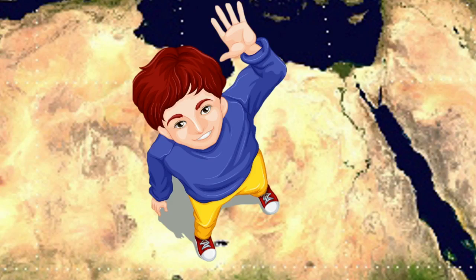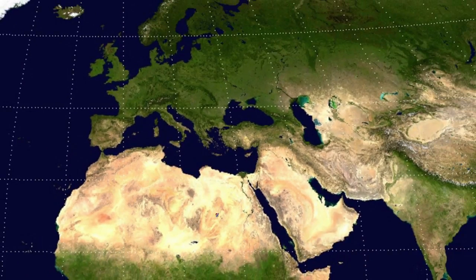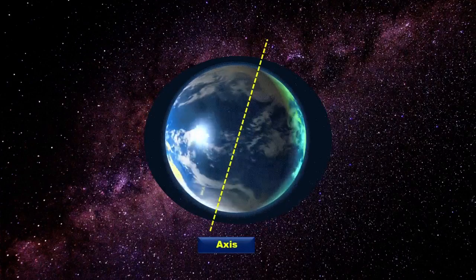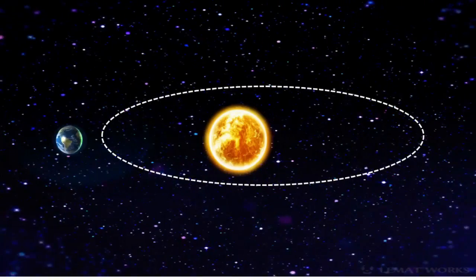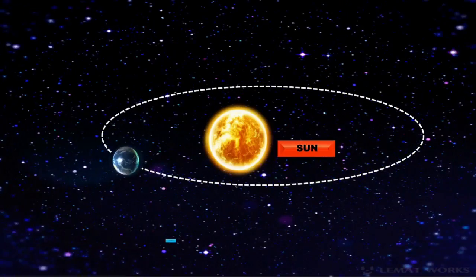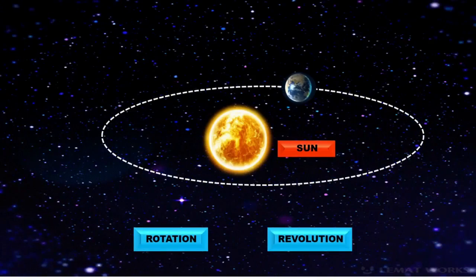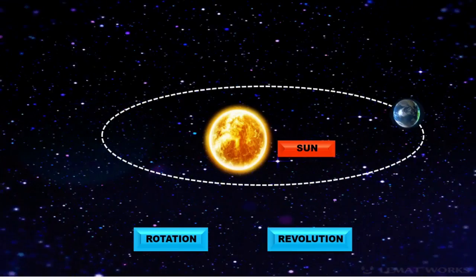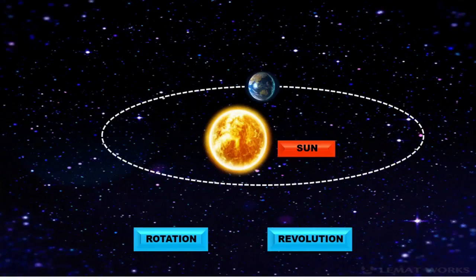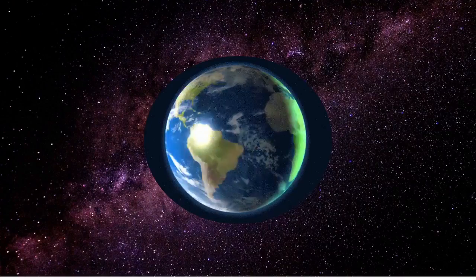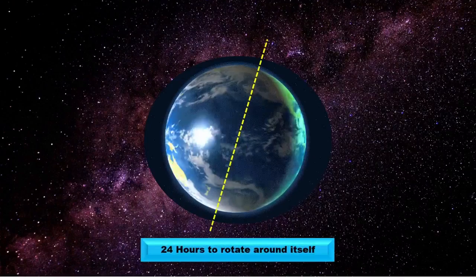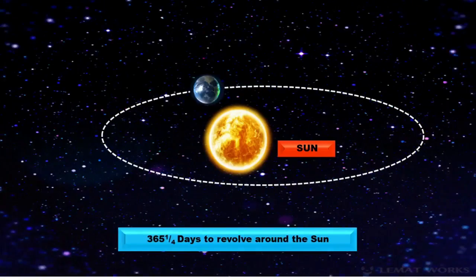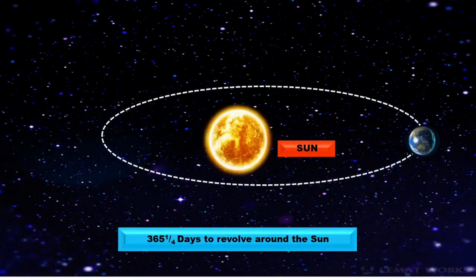We know that the planet on which we live is known as the Earth. The Earth spins around its own axis is called rotation, and revolves around the sun is known as revolution. We have been learning that the earth takes 24 hours to rotate around itself and 365 days to revolve around the sun.